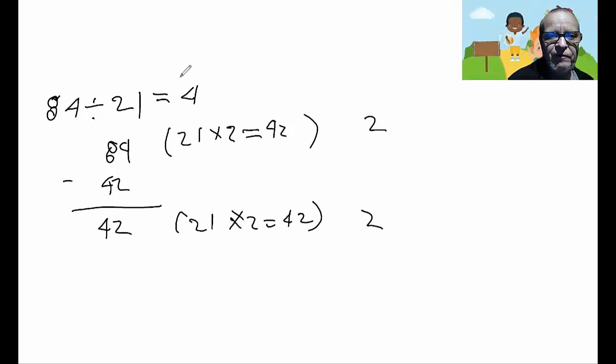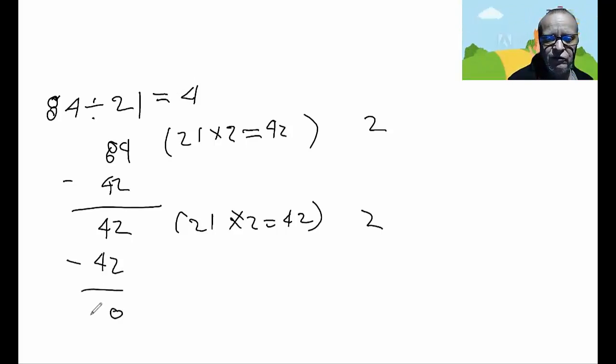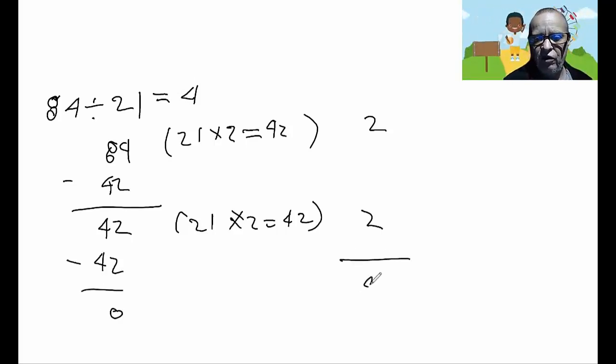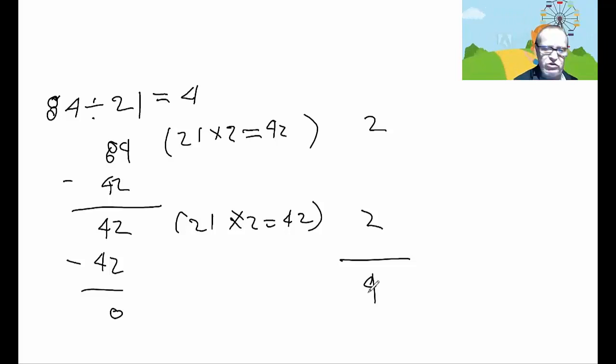And there I subtract 42, I'll get 0. So when I add these two up, I get 4. So I get the same answer, even though I used 2 instead of 3. So it doesn't really matter which number you choose to multiply it by, just so long as when you multiply the two things, it'll be less than 84 in this case.